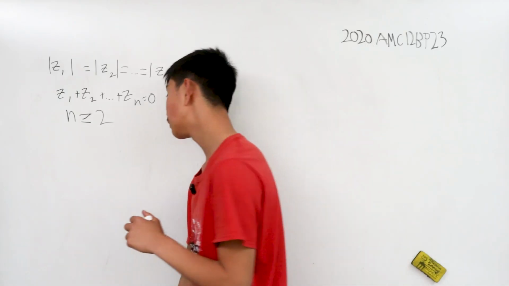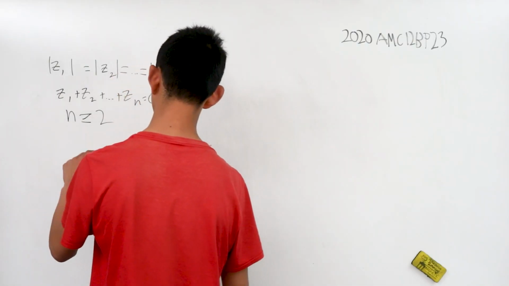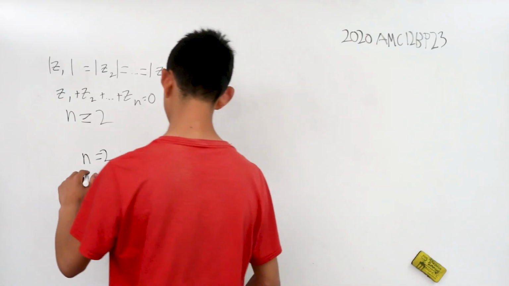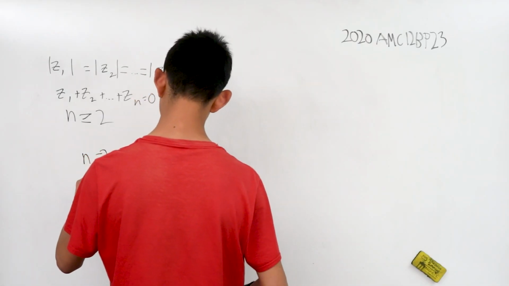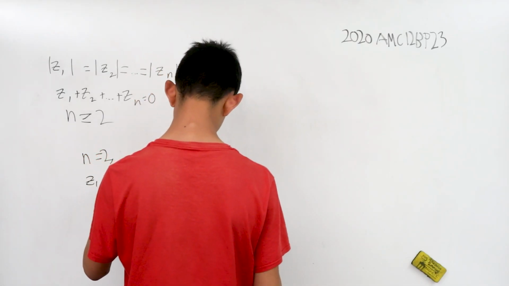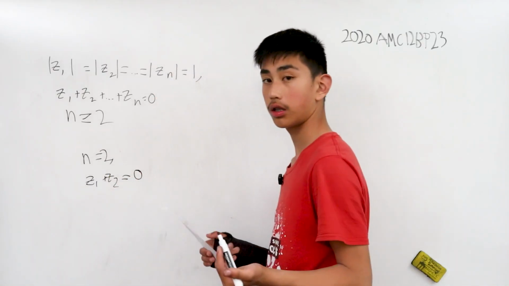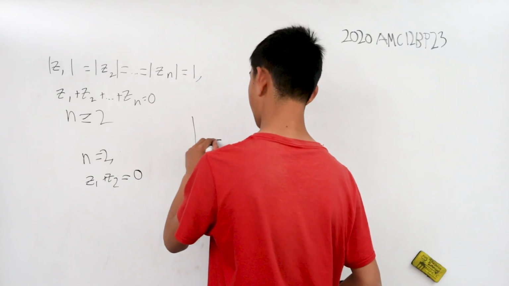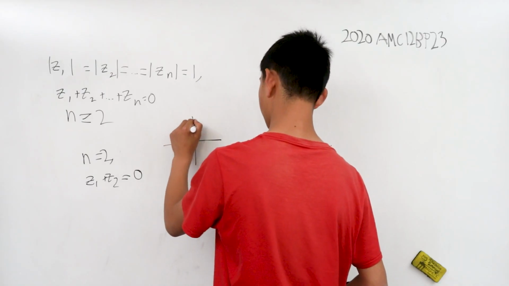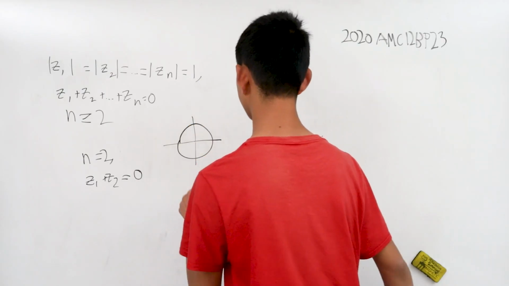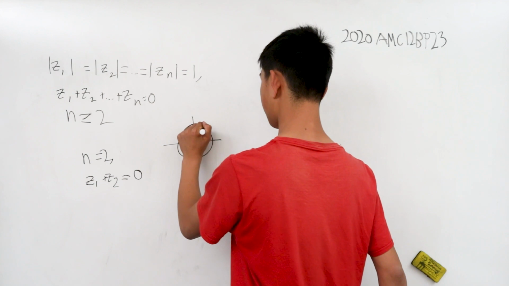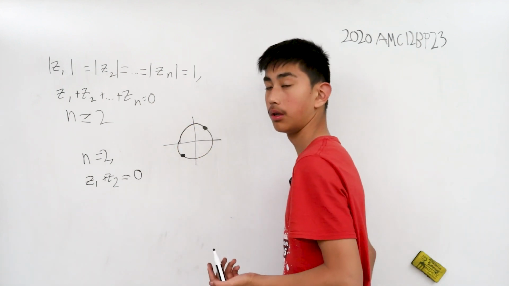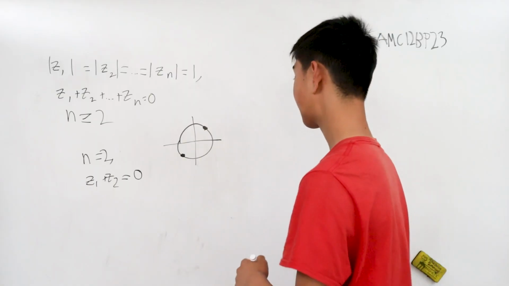So if n was 2, which is the lowest value, we can immediately see that z1 and z2 can sum to 0. And if this is shown on a unit circle in the complex plane, for all these roots, they're just going to be opposite to each other. So they have to sum to 0, and this works.